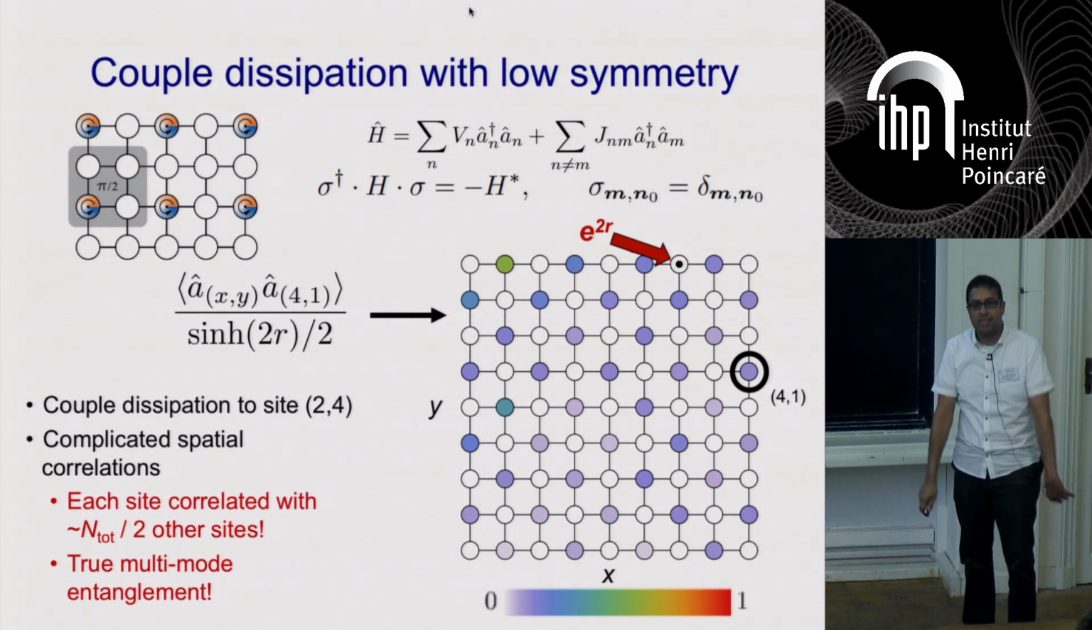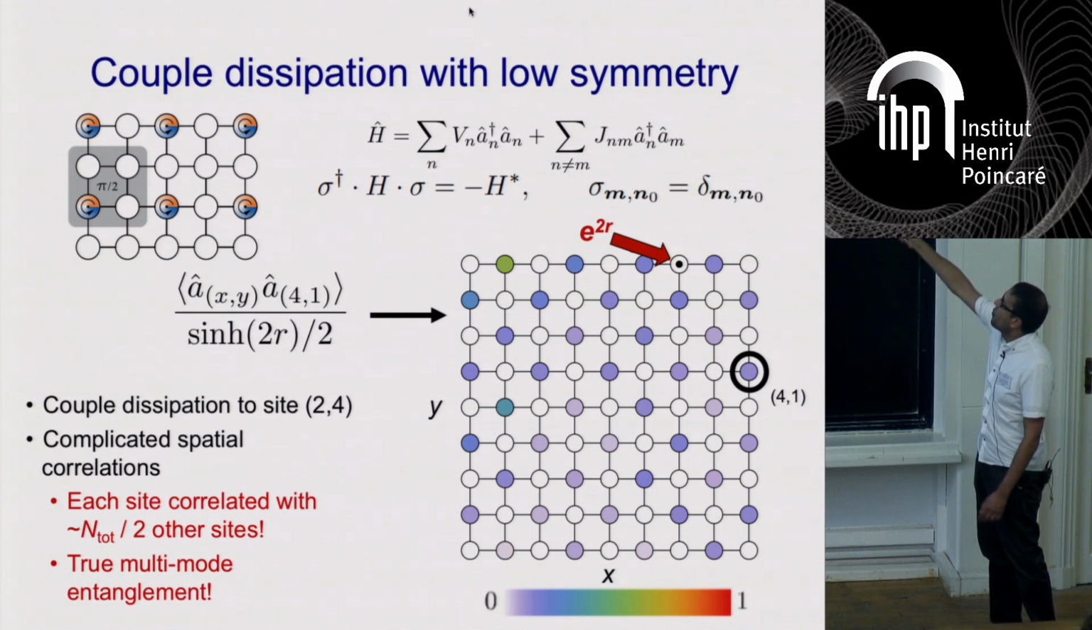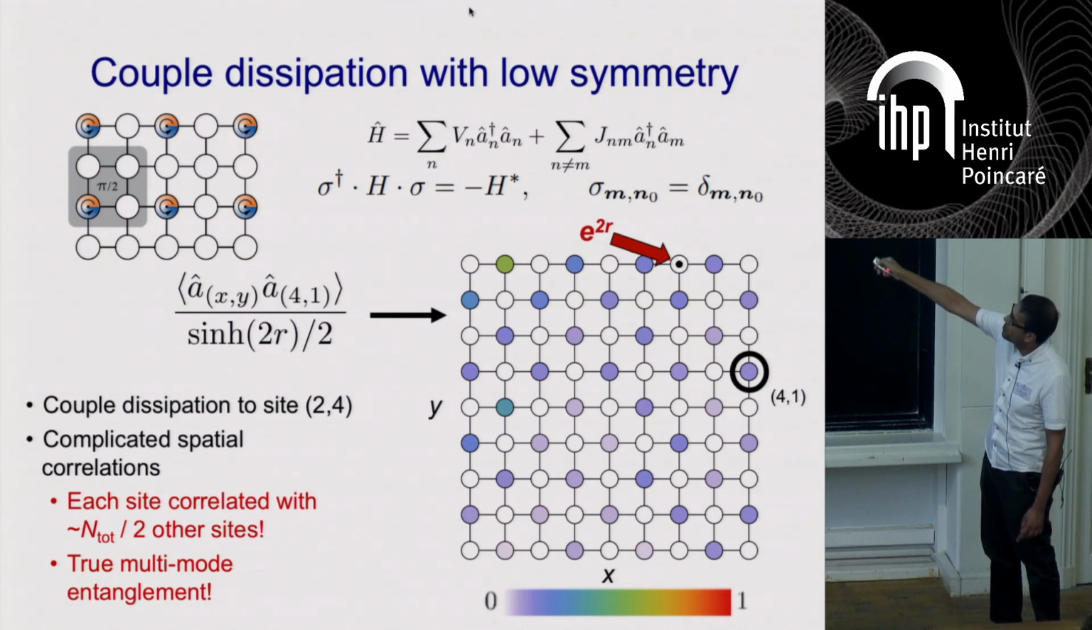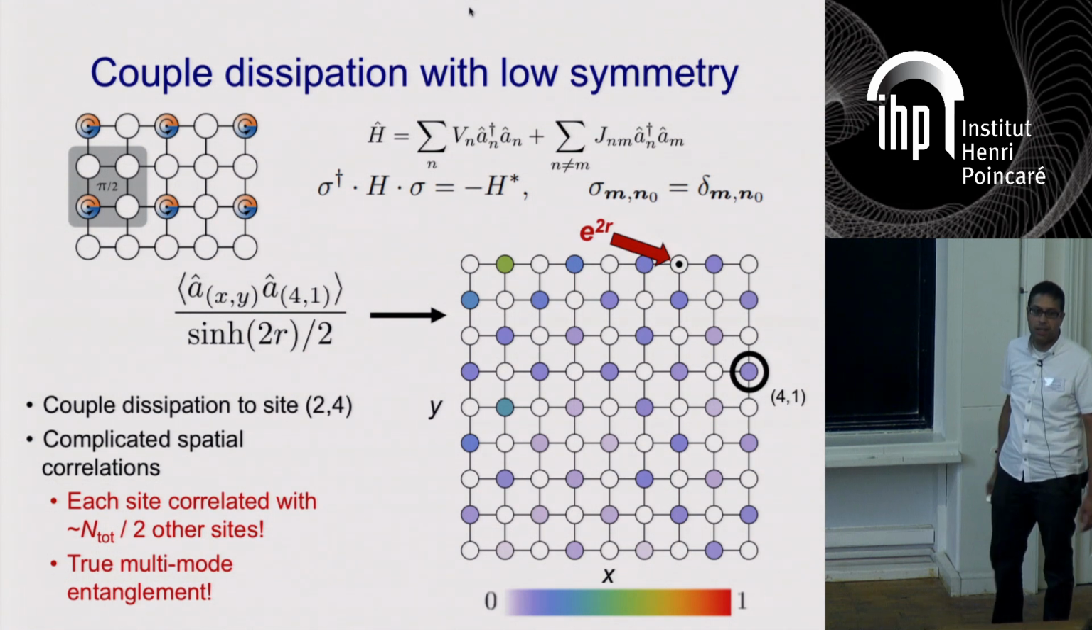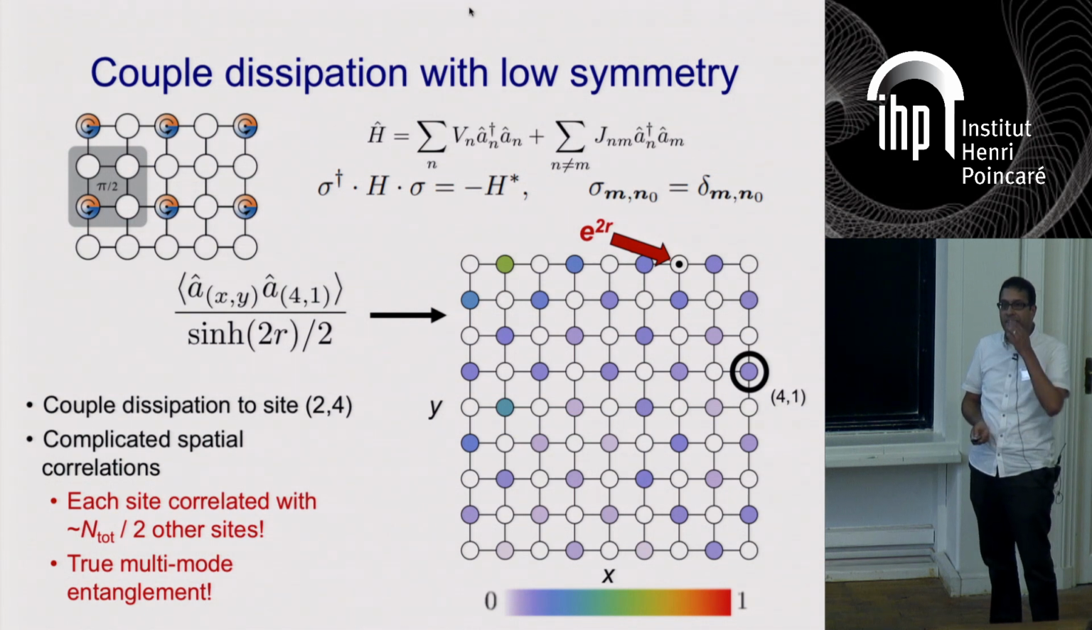Let me ask the exact same question. Let me single out one particular site. What sites is that one particular site correlated with, right? So what does this correlation matrix look like? It's basically correlated with half the other sites in the lattice. Okay, so there are many ways you could kind of think about it.